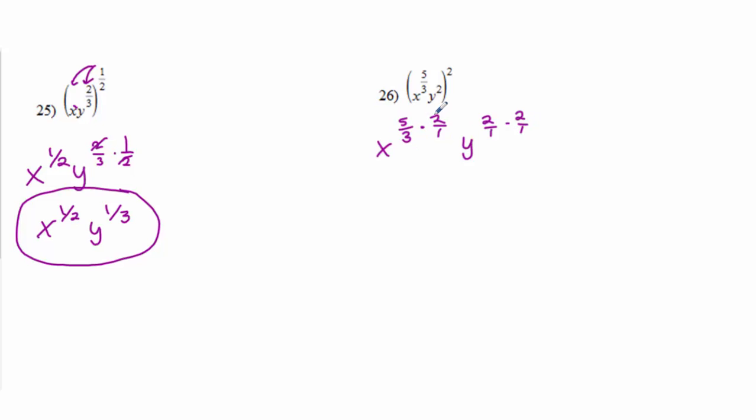Okay, so 5/3 times 2/1 is 10/3. That doesn't simplify. 2/1 times 2/1 is 4/1, which is just 4. So that's x to the 10/3, y to the 4th.